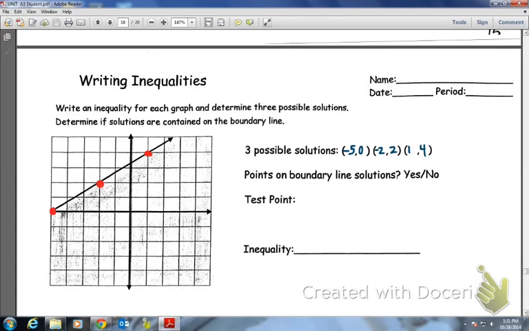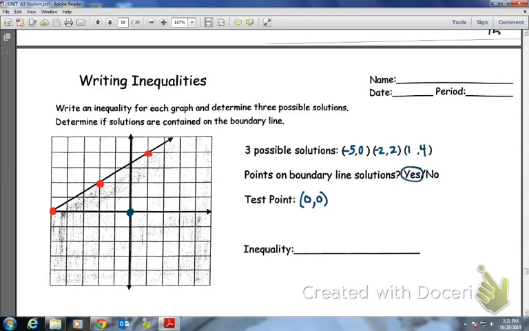The next question says, are the points on the boundary line solutions? And the answer is yes, they are solutions because it's a solid boundary line. So all the points on the boundary line are solutions. And then last but not least, a test point. We always like that test point of 0, 0, so I'm going to choose that test point of 0, 0 here.